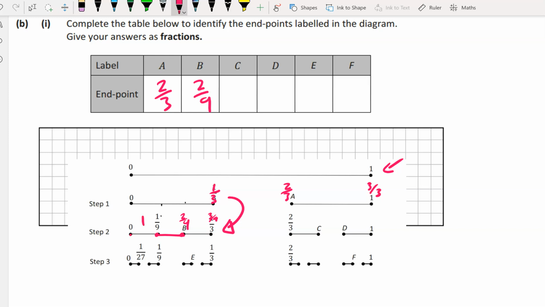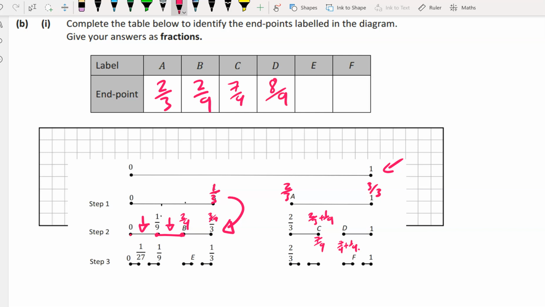Now in step 2, each gap is 1/9. So the gaps on the right hand side are 1/9 as well. So I've got 2/3, so I need to add on 1/9 here. So this will be 2/3 plus 1/9. I calculate that, which will give me 7/9 for C. And then of course I've got another gap of 1/9 as well. So this will be 7/9 plus 1/9 for D, which will of course give me 8/9 for D.